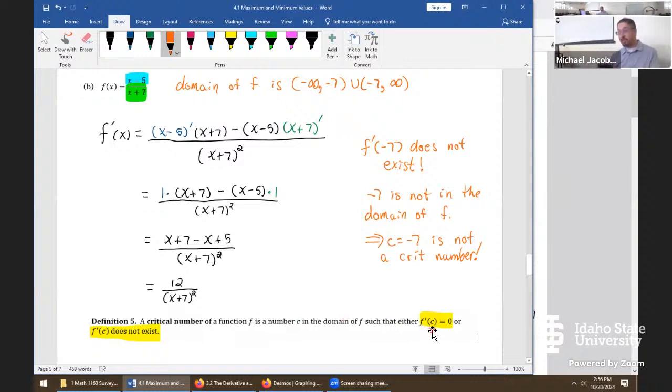So last thing we're going to look at is when the derivative is 0. But any questions, folks, about this issue here?